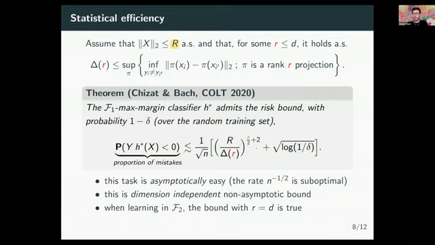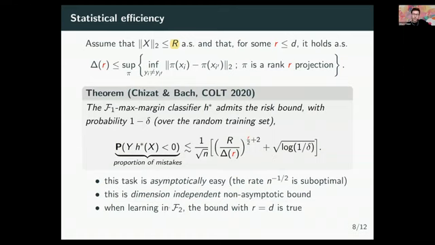And here you see in the bound that the dimension D never appears explicitly. Often it can appear implicitly in the radius R. But here, this is a dimension-independent non-asymptotic bound. And this confirms somehow the good behavior that we observed in the numerical experiment.